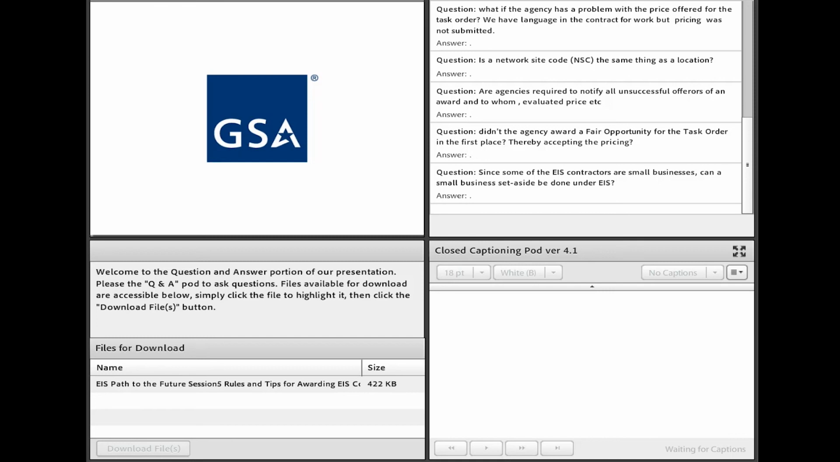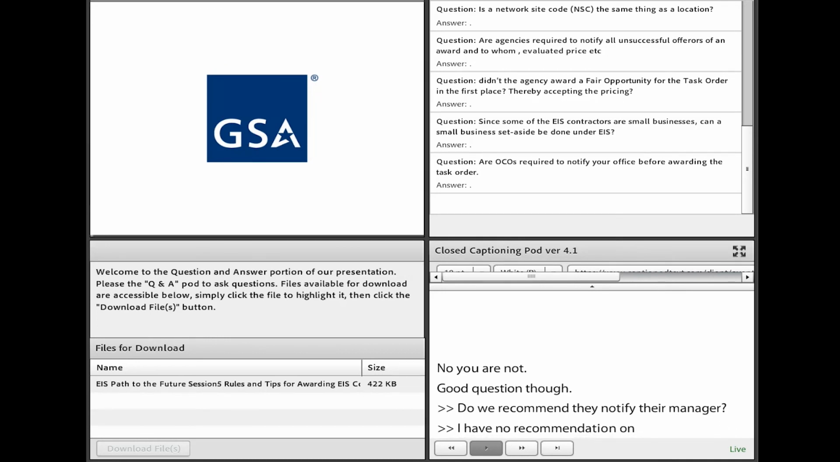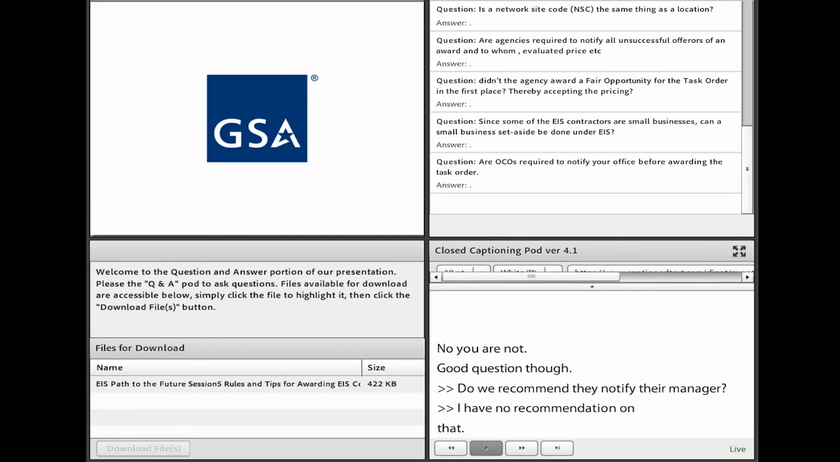Tim, we got another question in. Are OCOs required to notify your office before awarding the task order? No, you are not. Good question. Do we recommend they notify their agency manager? I have no recommendation on that. We would appreciate it if you notified your agency manager when you make an award.